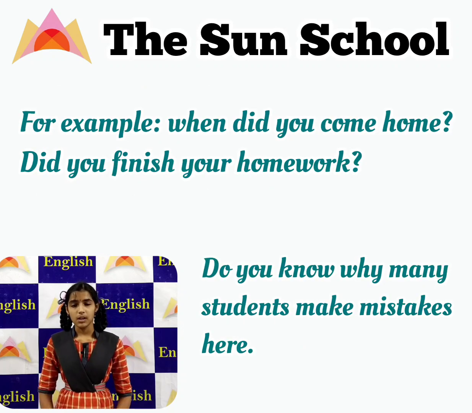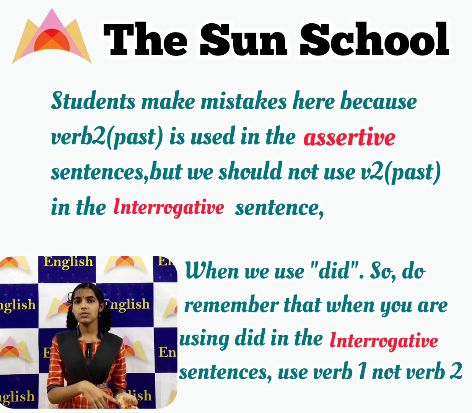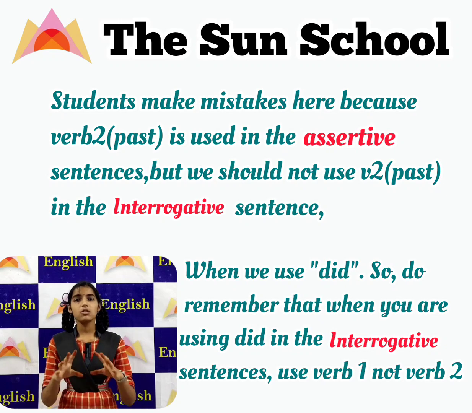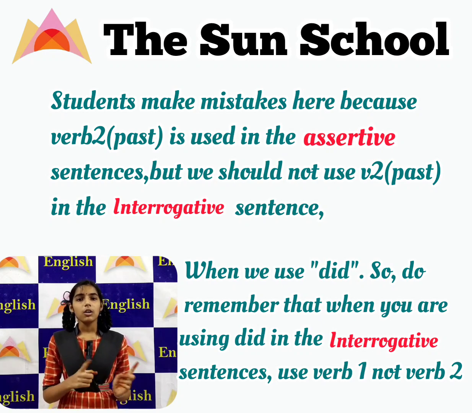For example, "When did you come home?" "Did you finish your homework?" Do you know why many students make mistakes here? Students make mistakes here because verb 2 is used in statement sentences. But we should not use verb 2 in interrogative sentences when we use "did". So to remember, when you are using "did" in interrogative sentences, use verb 1, not verb 2.